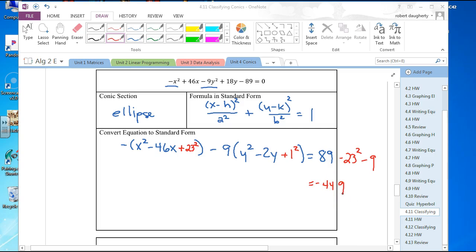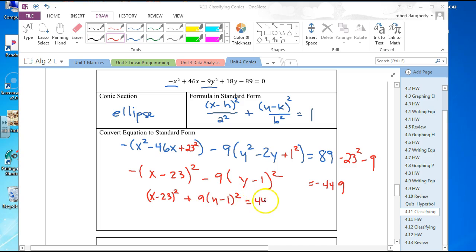Okay, so what is this? What is this? This is negative what? X what? Oh, plus 23. Minus 23 squared. What's this? Now I've got negative, negative, negative. Okay. What can I change all those to? Positive. So this is going to be x minus 23 squared plus 9 y minus 1 squared equal 449.